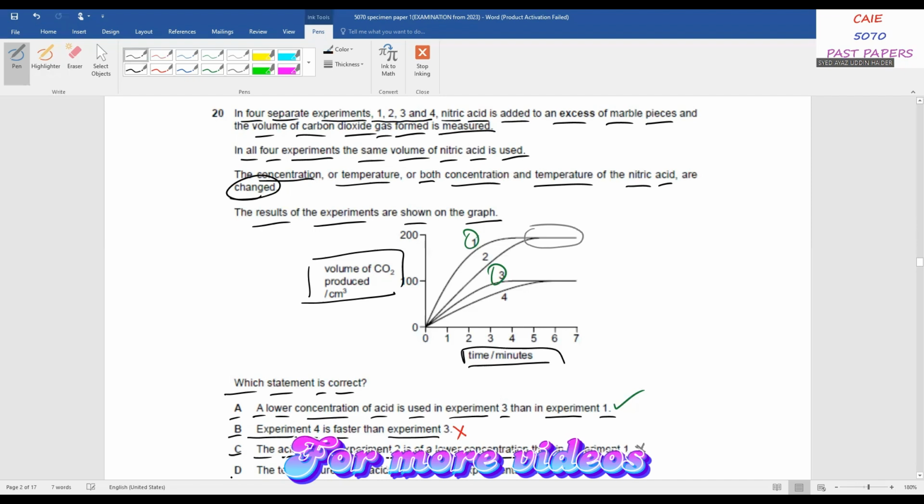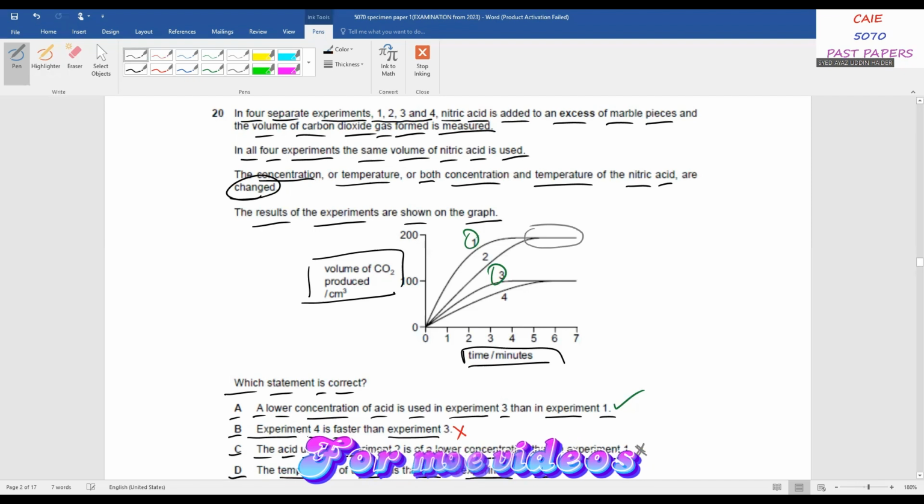Last choice, D. The temperature of the acid is the same in experiment 1 and 2. Experiment 1 and 2, if you look at this, the temperature, again, it can't be same, because the line is starting and both the slopes are different. One slope is steeper than for experiment 2. So this is again incorrect. We are left with A. This will be the right answer.